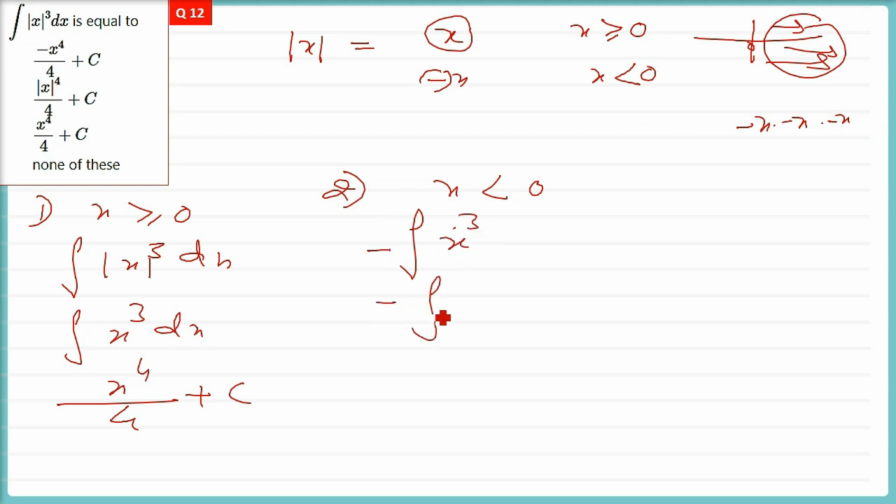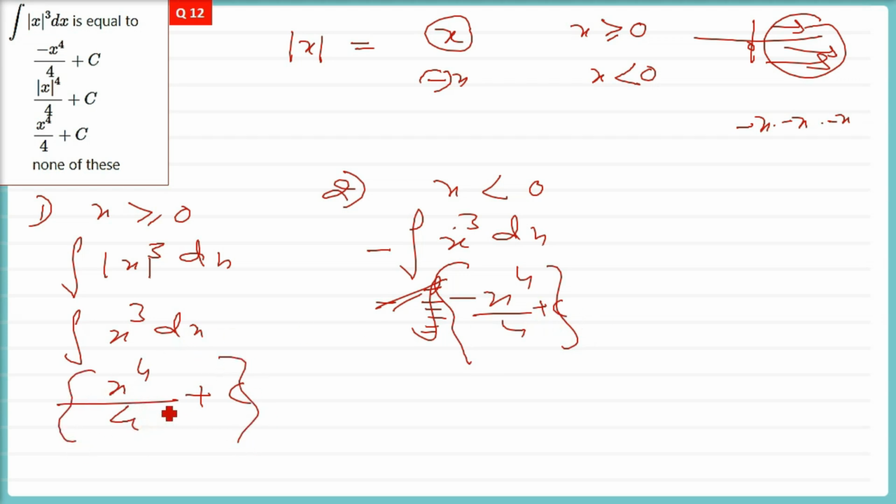So it will be negative x cube. Negative you can take outside, and you just have to integrate x cube dx. So this will be x raised 4 divided by 4 with a negative sign here. In the first case it gives you a positive, same content, x raised 4 by 4, but it is positive in the first case, it is negative in the second case.